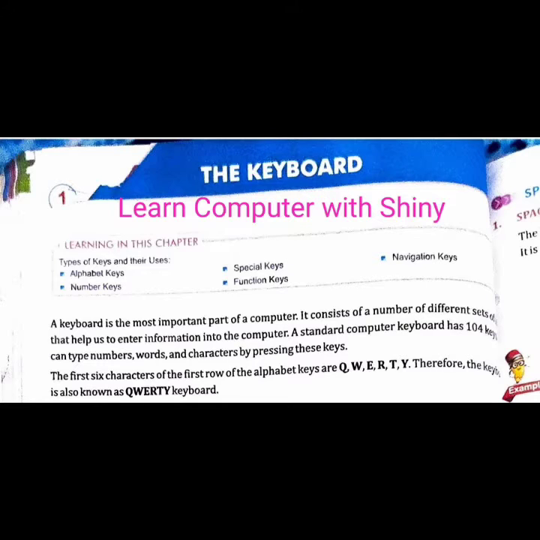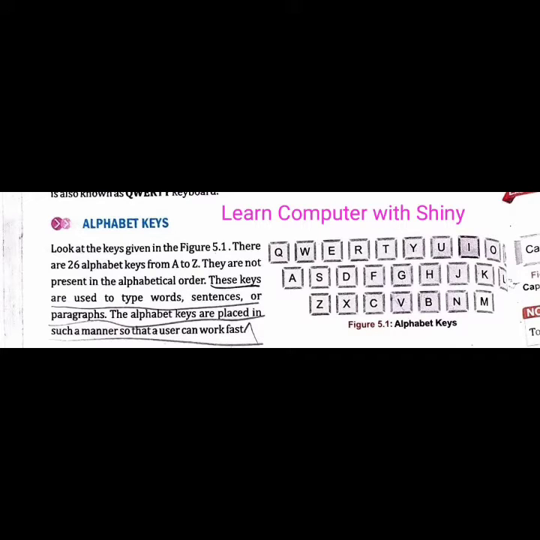Now, first we will learn about alphabet keys. Look at the keys given in the figure. In the picture you can see these are alphabet keys. There are 26 alphabet keys from A to Z. They are not present in alphabetical order. As you can see here, they are not in alphabetical order like A, B, C.